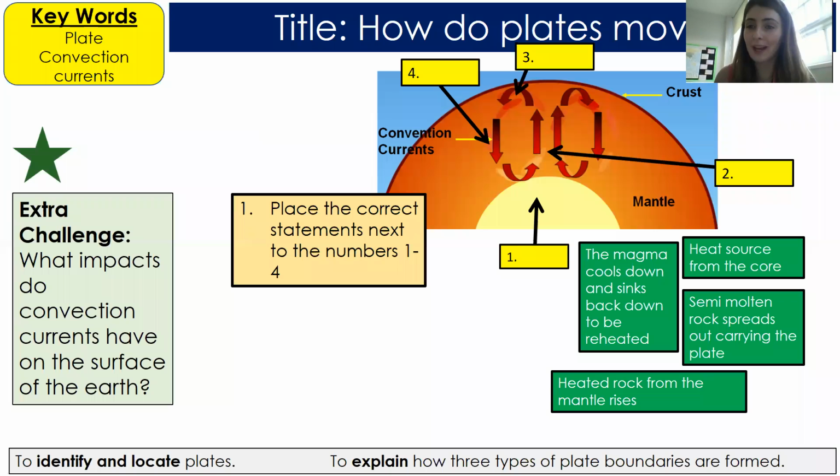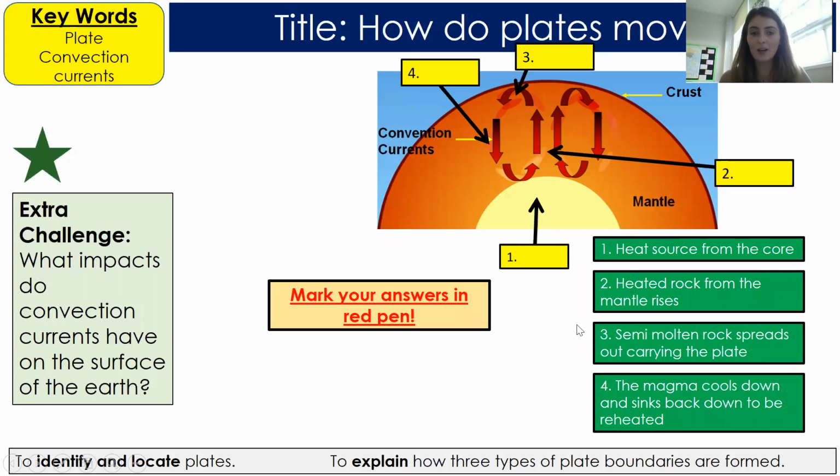So because this is just a recap from our lessons in school, I've already got a test for you here, which says place the correct statements next to the numbers 1 to 4. So you've got numbers 1 to 4, which is labelling our convection currents. The 4 statements are down below. I want you to read through them and try and match them up to the diagram. Pause the video here and have a little go. Okay, so by now you should have had a little go at matching those up. Remember, you've got your extra challenge here. So if you do want to pause the video again, have a little think about that. Fantastic, and make sure you email me your answers as well.